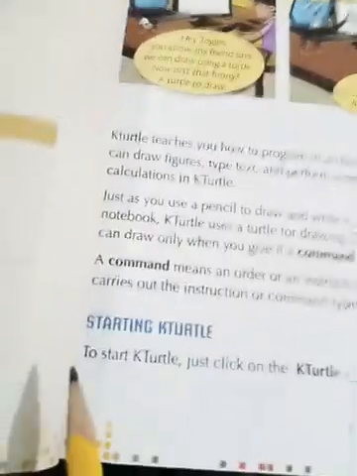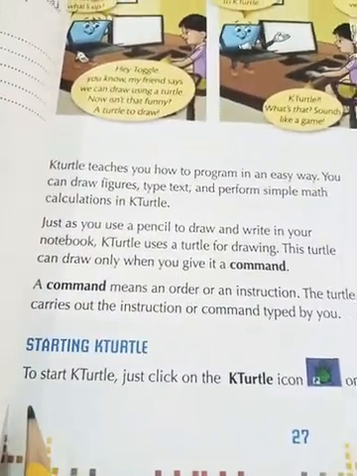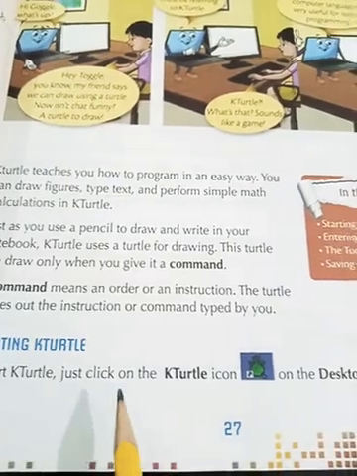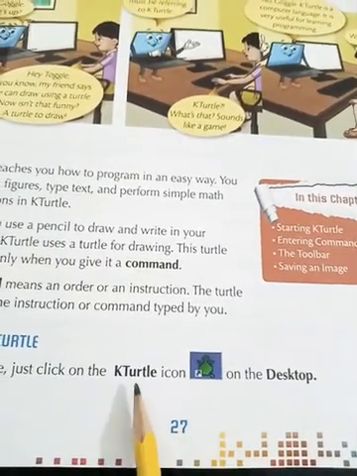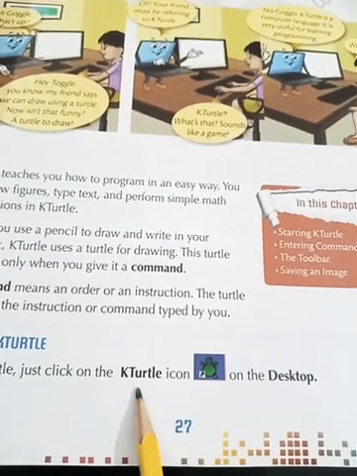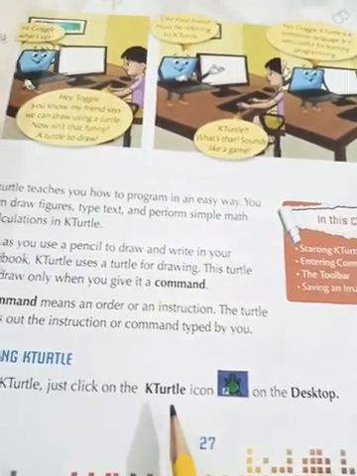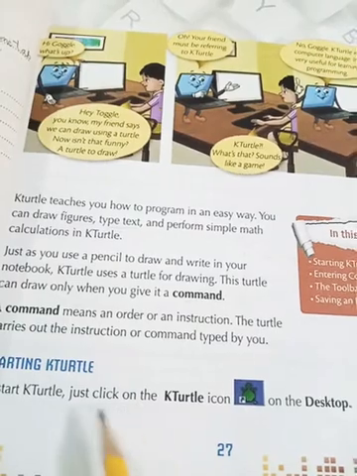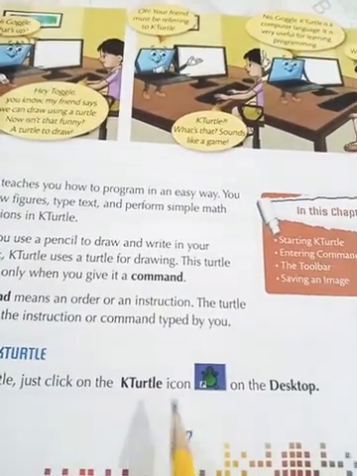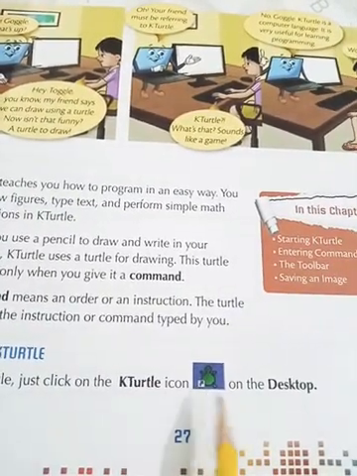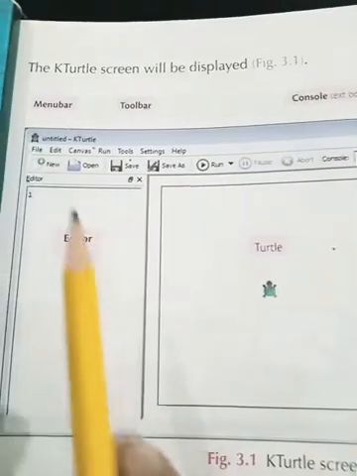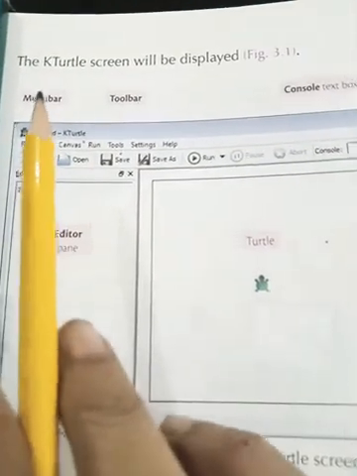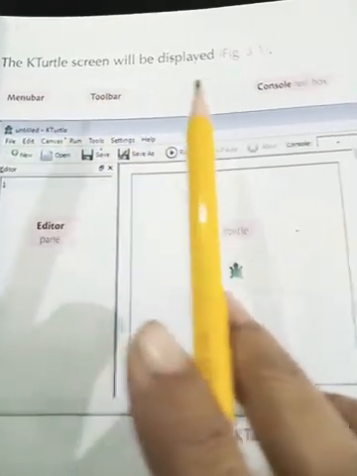Alright. So, starting KTurtle. To start KTurtle, just click on the KTurtle icon on the desktop. First, you have to download KTurtle from the internet into your computer, and after that, when you are starting KTurtle, you have to click on the KTurtle icon on the desktop. Now move to the next page. So what will happen when you click on the KTurtle icon? The KTurtle screen will be displayed.